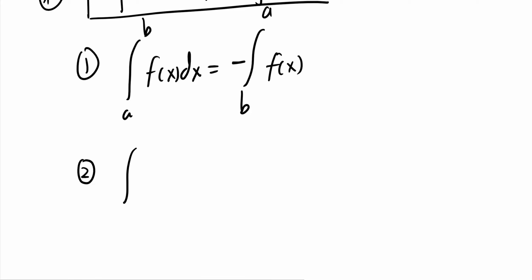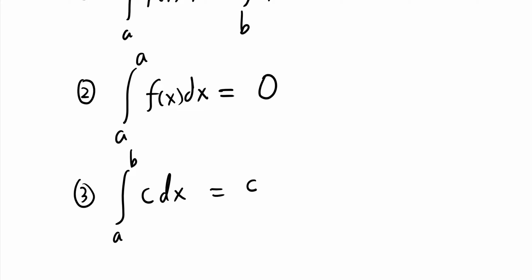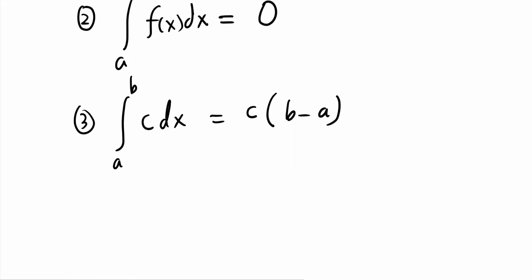The next property, if you are integrating from a to a, from something to itself, this means there's no area under the curve, so it's 0. Next property, if you are integrating just a constant c dx from a to b, that would give us c times b minus a, so the upper bound minus the lower bound. C is a constant.